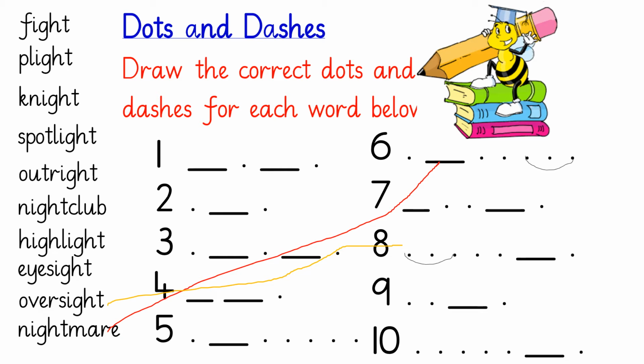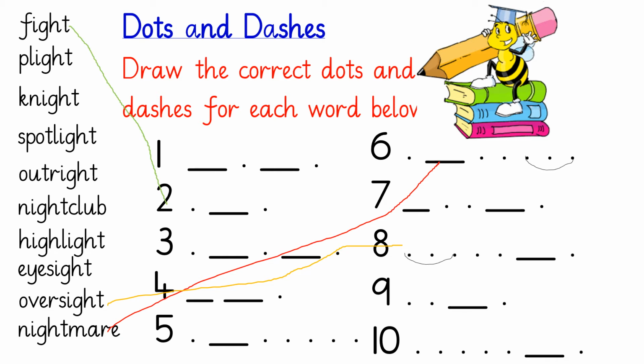So let's look to see if there's anything else that stands out. It's tricky. So my suggestion then for the rest of them is to go through them word by word. So fight, we've got IGHT, so that is a dash and a dot, and then just one letter before that, which means that fight is number 2. So I'm going to go from fight to number 2. That's not a good colour.